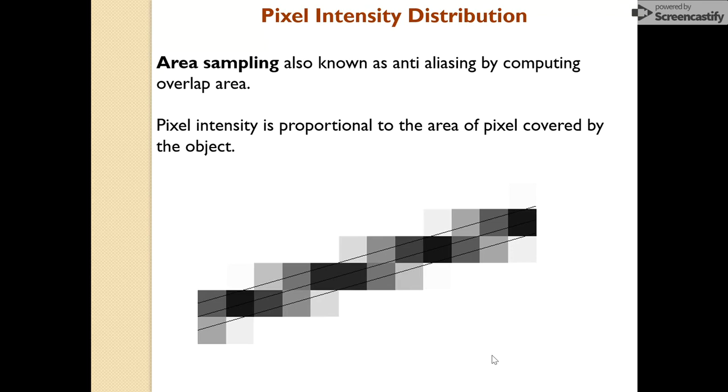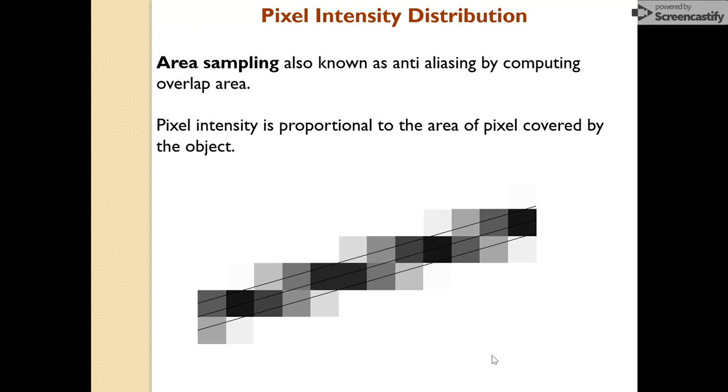The next topic that we have is pixel intensity distribution. So, how the intensity is distributed among pixels. Pixel intensity is proportional to the area of the pixel which is covered by the object. We can see in the image that the more the pixel area is covered by our object, the higher the intensity. So they are both proportional. The more the area, the more will be the intensity.